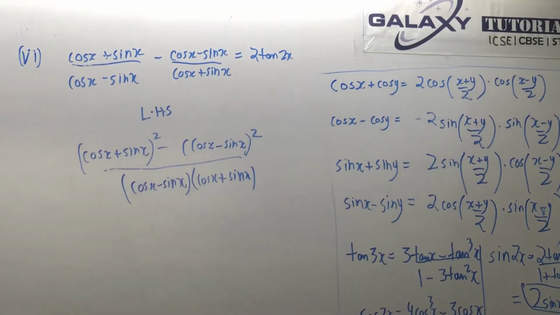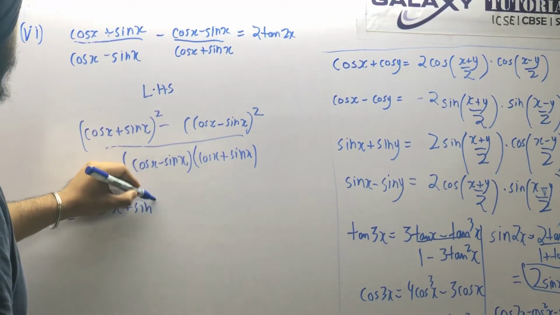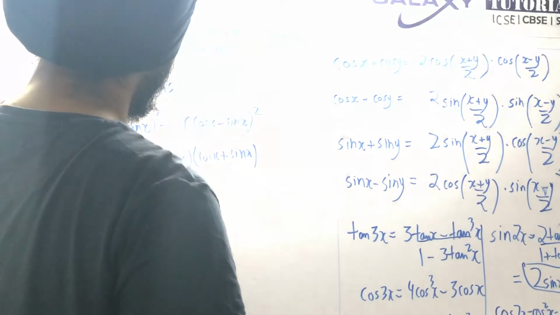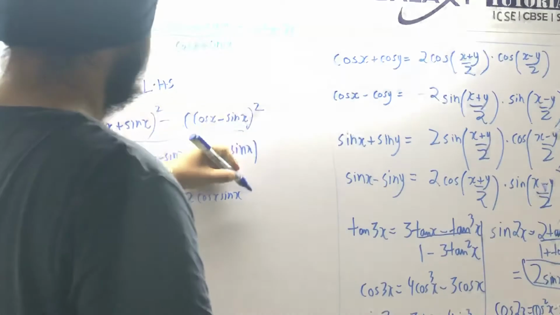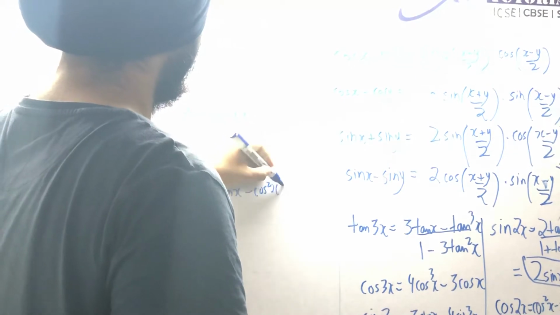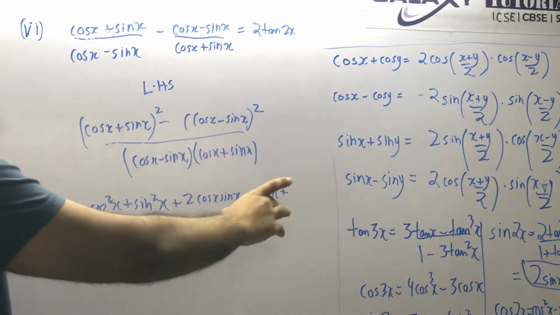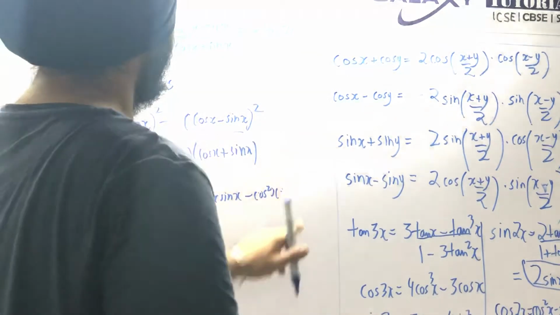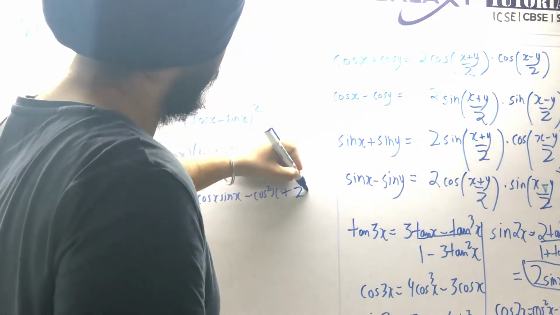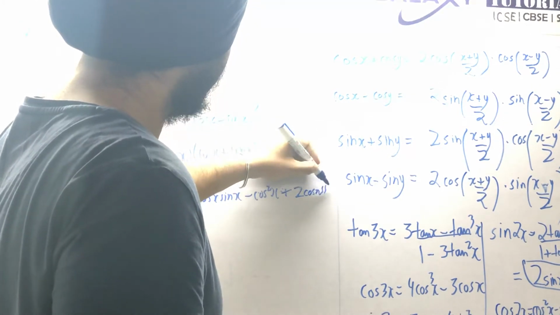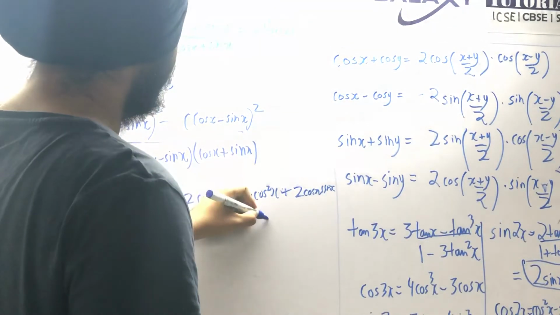Okay, and just open the whole square. So this is cos square x plus sin square x plus 2 cos x sin x. Okay, minus cos square x. See this is minus here, so in the bracket whatever the sign is, minus will become plus. So here it would have been minus 2 cos x sin x, so minus is there, that will become plus 2 cos x sin x. Okay, now next thing, minus sin square x.